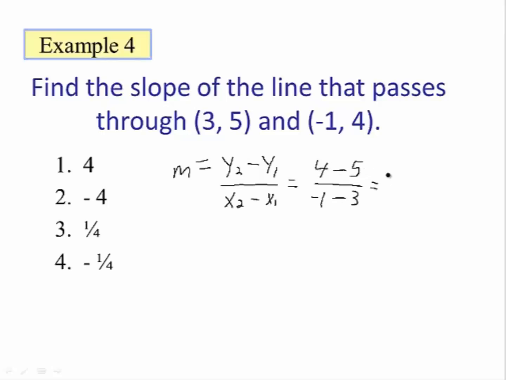4 minus 5 is -1. -1 minus 3 is -4. Negative over negative is positive, so the answer is 1/4.